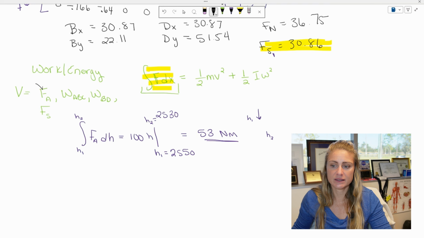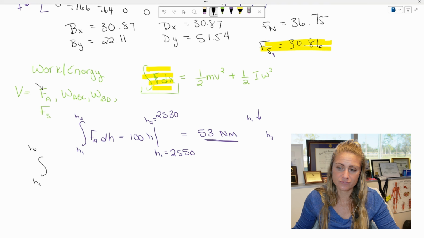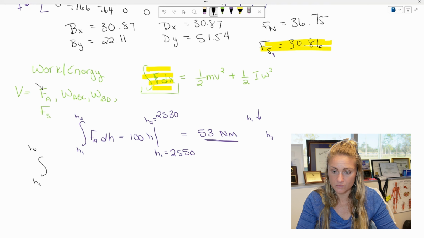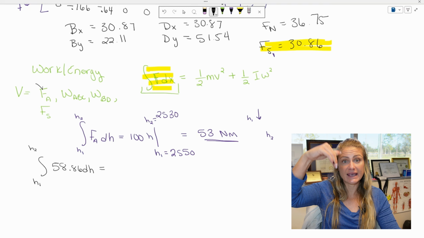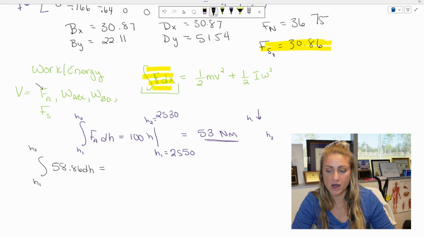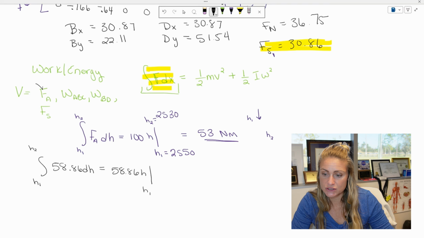Now I need to calculate the potential energy of the weight for bar ABC. So again, we have H1 to H2 and the weight of the bar ABC. We calculated that weight and it was 58.86. Again, it's a change in height. The weight force is going down and my displacement's going down, so it's going to be a positive number. Here, we are going to have 58.86 H, evaluated from H1 to H2.